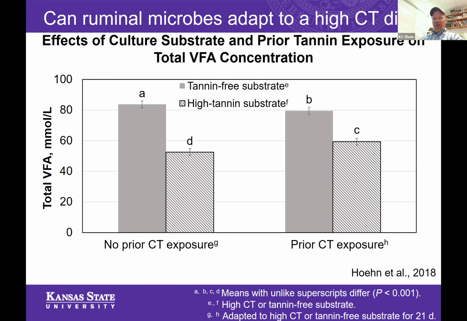What we found is that, yes, there is a small amount of adaptation that occurs in the rumen when an animal is chronically exposed to a high tannin diet. But as you can see, comparing the two hatch bars from side to side of the graph, that improvement was very, very small. In fact, prior exposure to dietary condensed tannins only improved ruminal fermentation as measured by volatile fatty acids by about 25%. Not enough, in other words, to do much good.